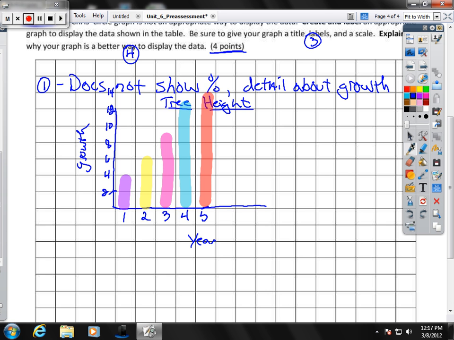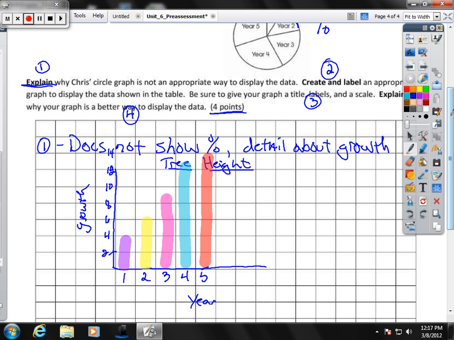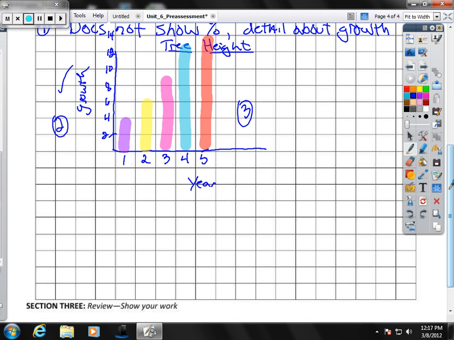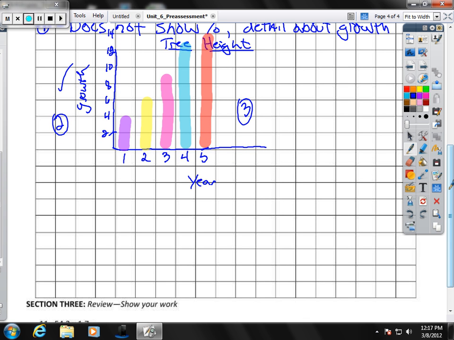So now we've drawn our graph, right? We drew our graph and we labeled everything. Check that one off. There's number 2. Number 3 was labeling everything, so we did that. There's number 3. And number 4 is explain why a bar graph is a better choice. Why is a bar graph a better choice? Michael, don't tell me it's easier to read. That's too simple.